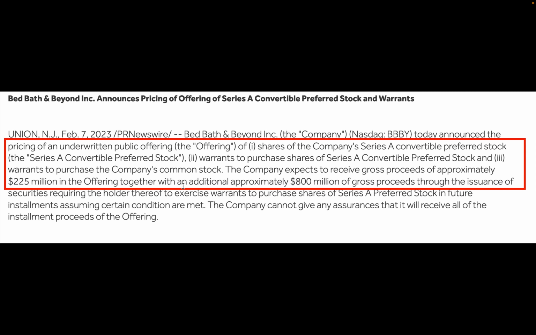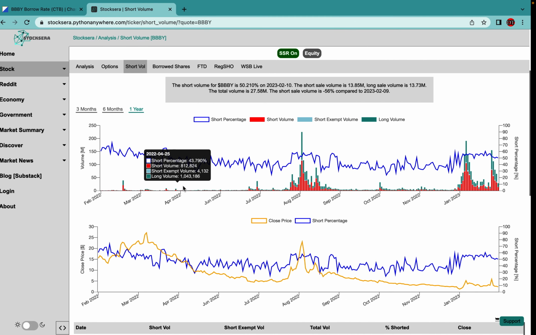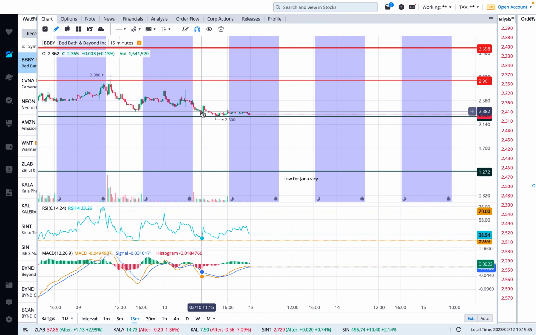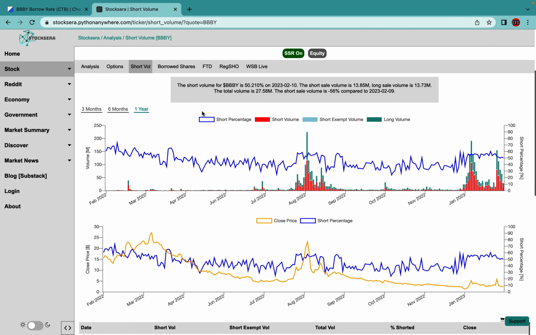$225 million worth of convertible preferred stocks were given to the investors, which is understandable. Why does the stock keep coming down, right? This is what's going on here. It's not just the shorting. It's also these guys converting and selling in the market. Short interest, however, is 50%.